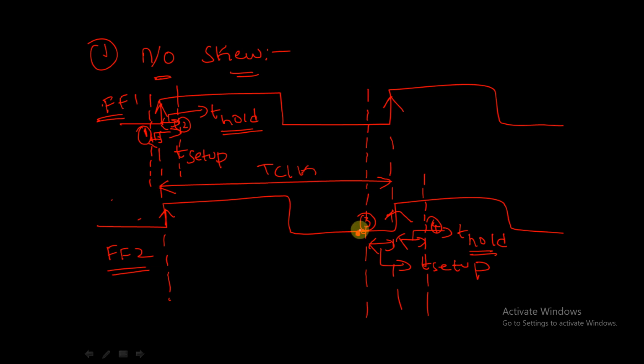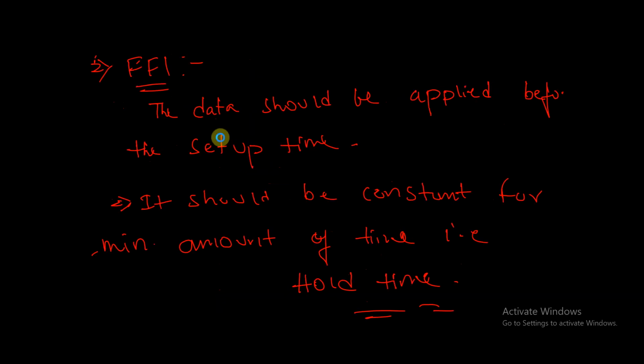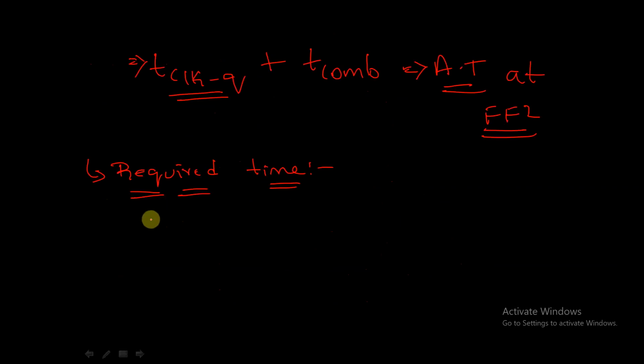So how to get this point? Just subtract this T setup. Up to here, if you want a time period, we'll subtract T setup. So T clock minus T setup. So we will get the time interval at this point. The data should be present at this point. So the maximum time the data can be given to this flip flop 2 is T clock minus T setup. That is a requirement. So what is the required time? T clock minus T setup. This is the required time, right?